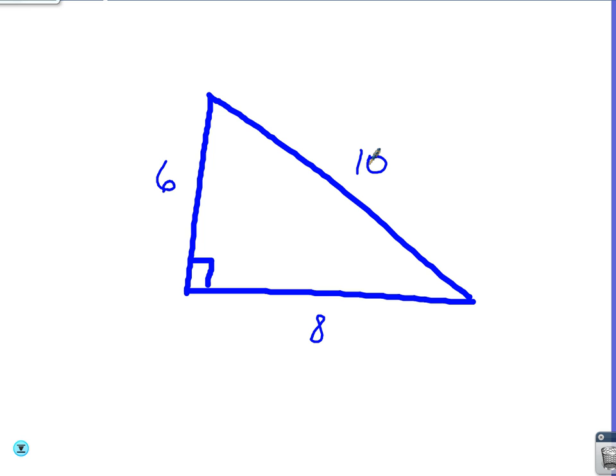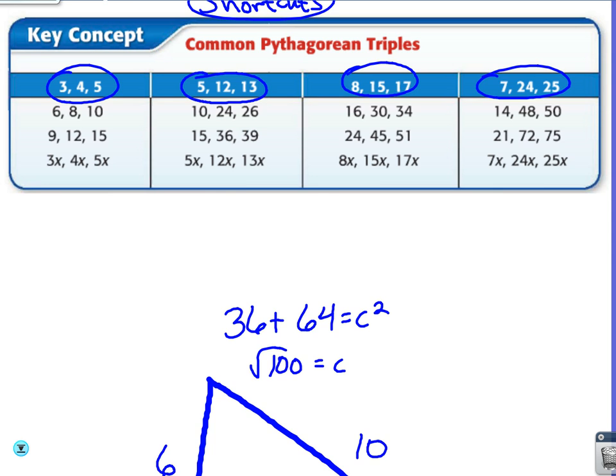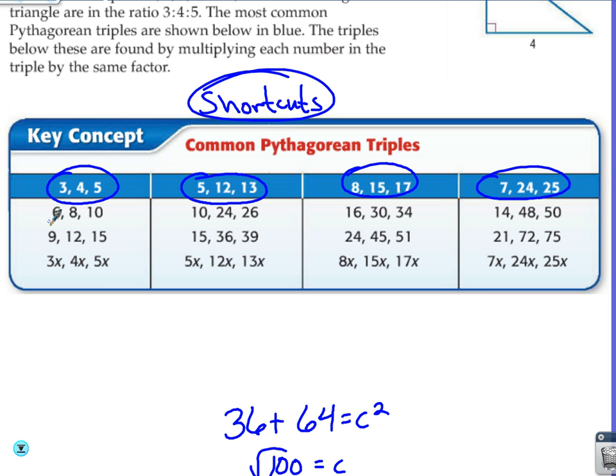Now, is that also a Pythagorean triple? Let's test it. a squared plus b squared is equal to c squared. 100 equals c squared, so c is the square root of 100, which is 10. So what I'm trying to tell you is, not only is 3, 4, and 5 a triple, but notice what's below it. 6, 8, and 10, 9, 12, and 15, 3x, 4x, and 5x, any multiple of 3, 4, and 5. So if on this test, I give you a right triangle and I say the legs are 30 and 40, well, that's a 3, 4, 5 right triangle, right?